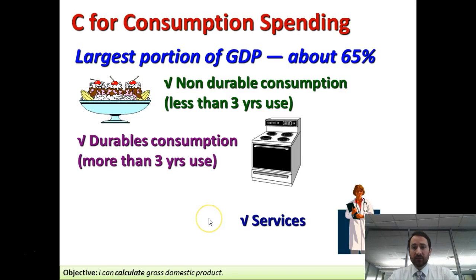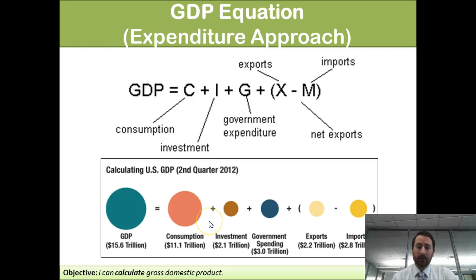Looking at these numbers, I'm sorry, we'll go back to that in a second. Consumption is always going to be the largest portion. Investment and government spending are always going to be pretty close. And net exports will typically be a negative number. But don't be surprised if when you're doing a calculation it comes out positive.